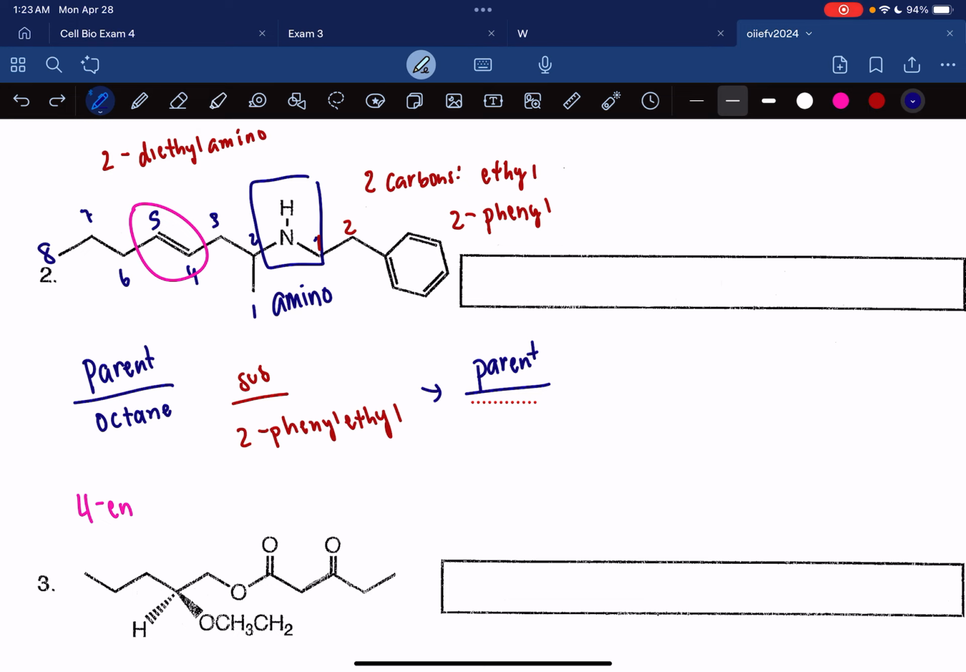But in this case, we need to label all parts of it. So let's say 4-oct, and then this is the ene from the double bond. And then the amino group is on carbon 2. So we're going to say 2-amine. I'll put another dash. So this is also a note you can make between numbers and letters. Always use a dash.